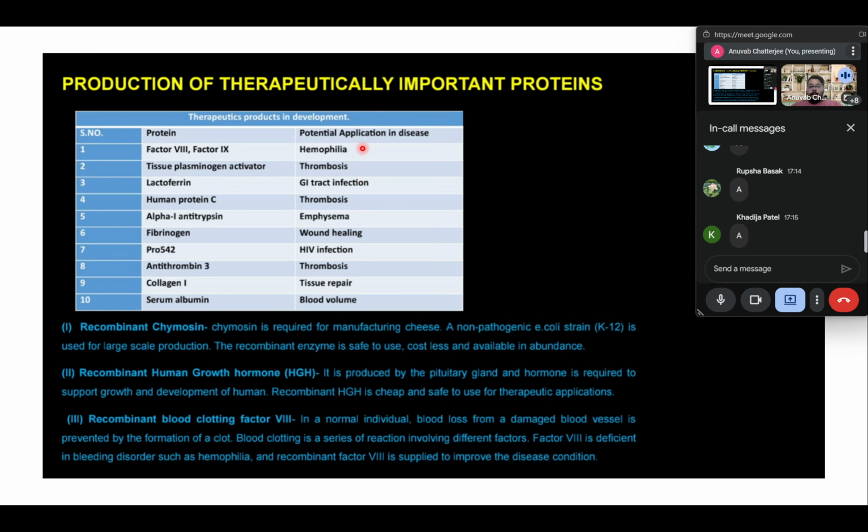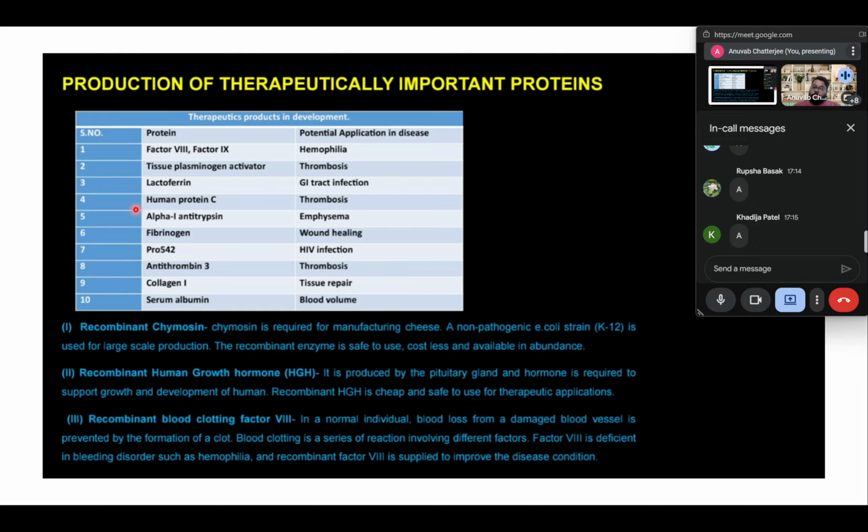Similar things, other diseases which have a similar norm is hemophilia, which is a blood clotting disorder, and you put in coagulation factors 8 and 9 into the body to make sure blood clotting is not affected. Thrombosis, where clot formation does not occur properly, you put in tissue plasminogen activator. GI tract infection, which occurs many times, you can use lactoferrin, which is a milk-based iron-binding protein, which simulates the immunological properties of breast milk.